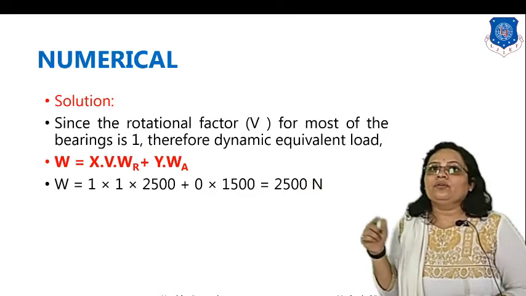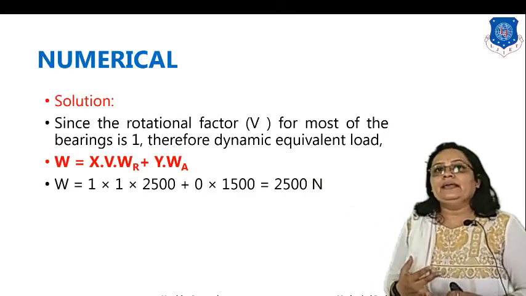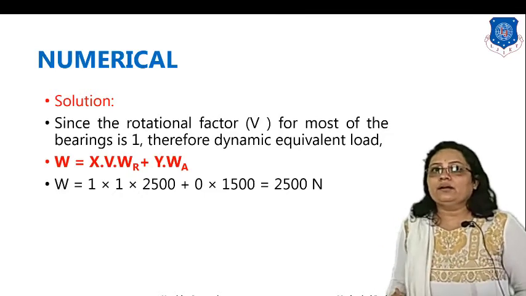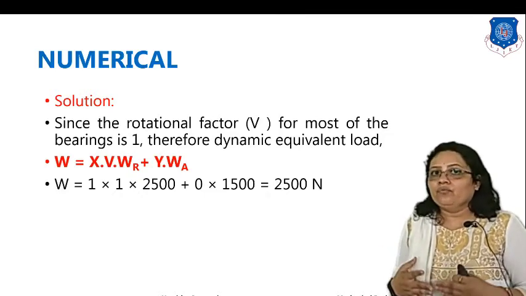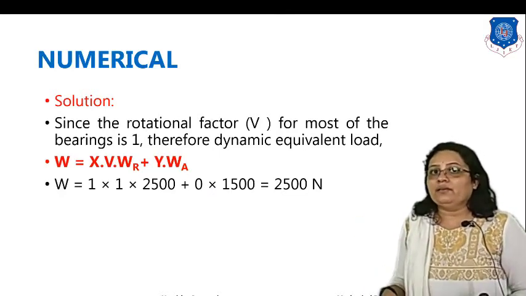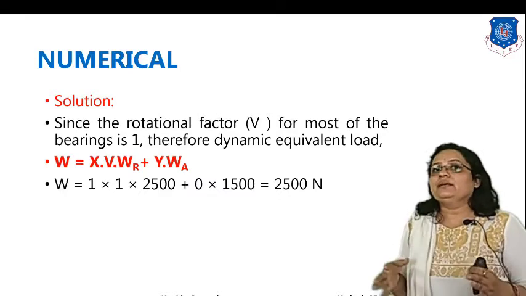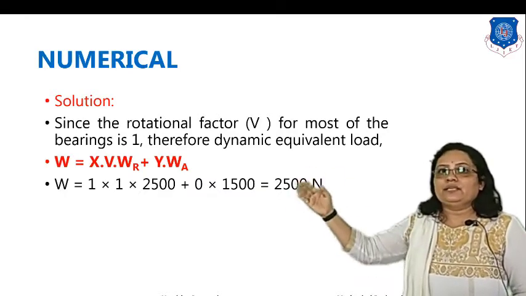So how to take your V? V is here your rotational factor, and if other conditions are not given, we will consider that V is equal to 1. Okay, so we will take the velocity factor as 1 if not given in the question. So I have taken here V is equal to 1.